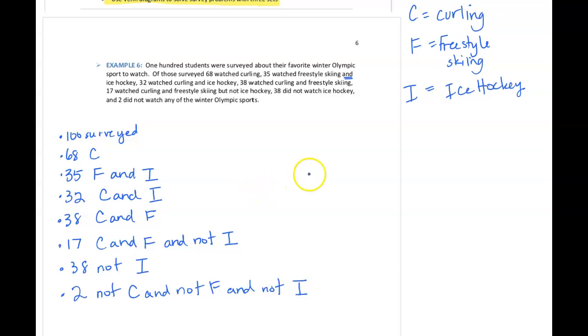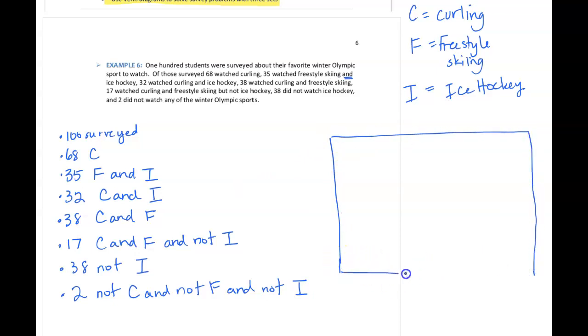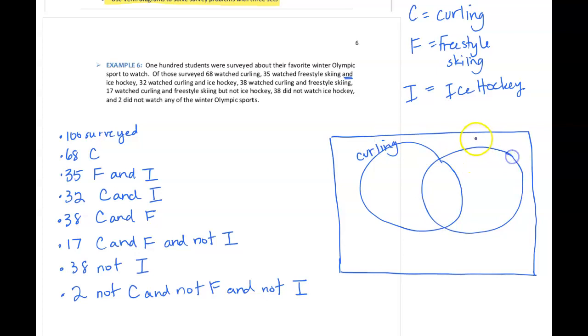Let's start our Venn diagram. As you went through those statements, you probably noticed there are three main sports being discussed. The first one that was listed was curling, so I'll make a set for curling. I'll make a set for freestyle skiing, and a set for ice hockey.